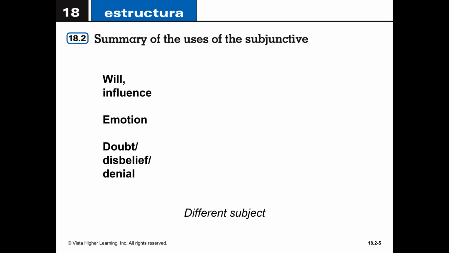So now let's talk about when do we use the subjunctive. You might recall that there are some conditions that require the use of the subjunctive, and I listed them for you here, the main ones. Will, influence, emotion, doubt or disbelief, and denial. And as you recall, the subjunctive is going to go into the subordinate clause. And then there's going to be a main clause of a sentence.